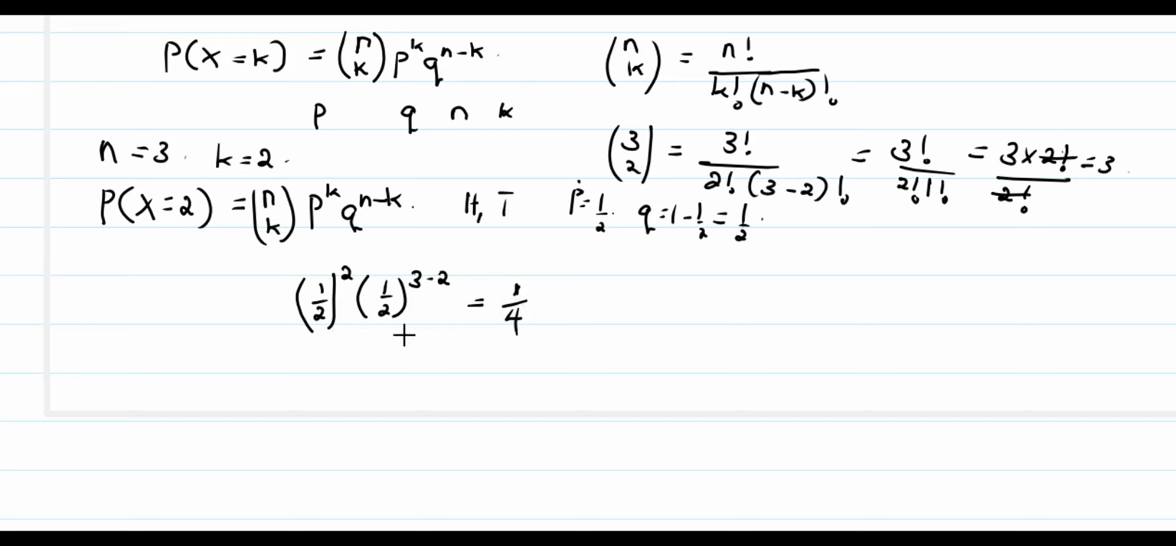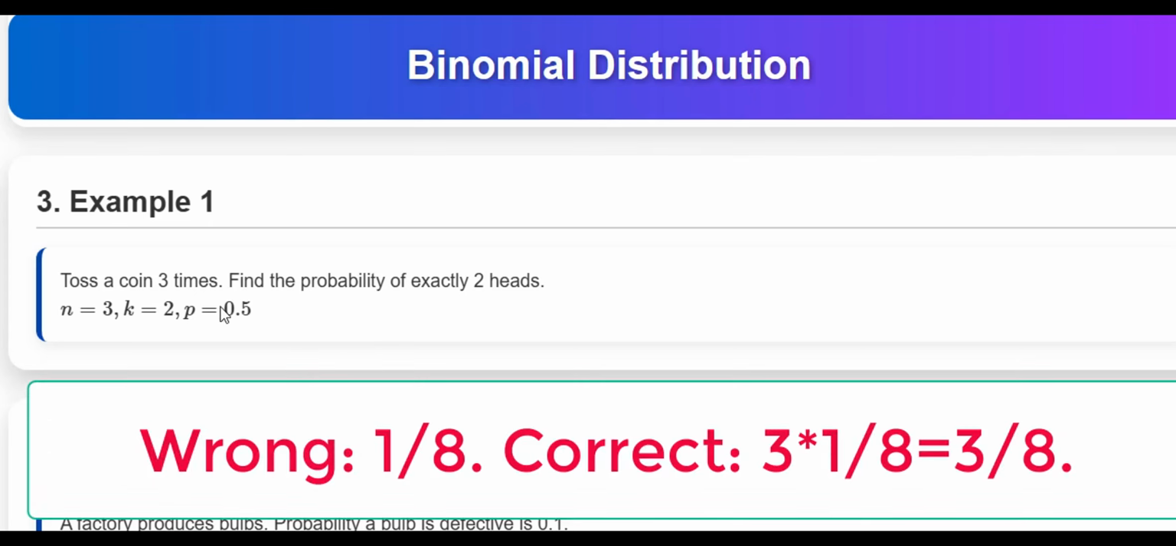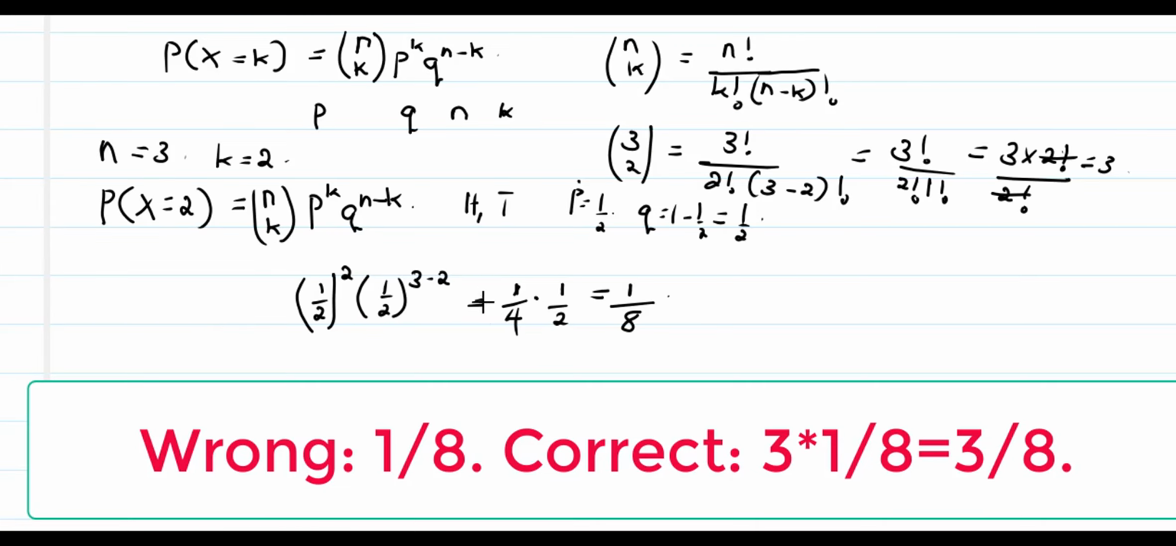So it becomes a half squared, which is the same as a quarter, because I square this 1 and also this 2, then multiplied by 3 minus 2 is 1. So a half raised to power 1 is just a half. So I multiply by a half here, which becomes 1 by 1, which is 1, then 4 by 2, which is 8. So the probability of getting exactly 2 heads when I toss a coin 3 times is 1 over 8.